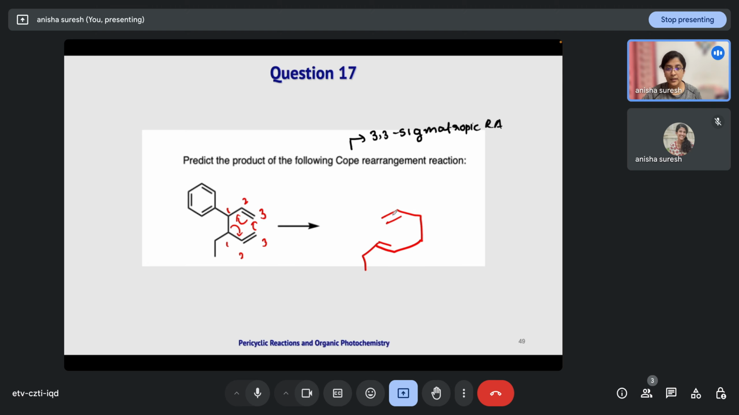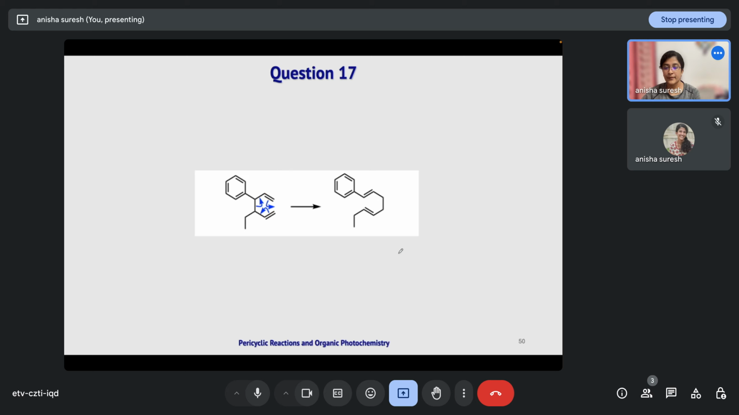here ethyl will be coming, this bond is breaking, and the phenyl will be attached to this double bond. So this is the final product that is forming in this Cope rearrangement. 3 2 1, 3 2 1, Cope rearrangement, or 3,3 sigmatropic rearrangement, and it can result in the formation of this as the final product.